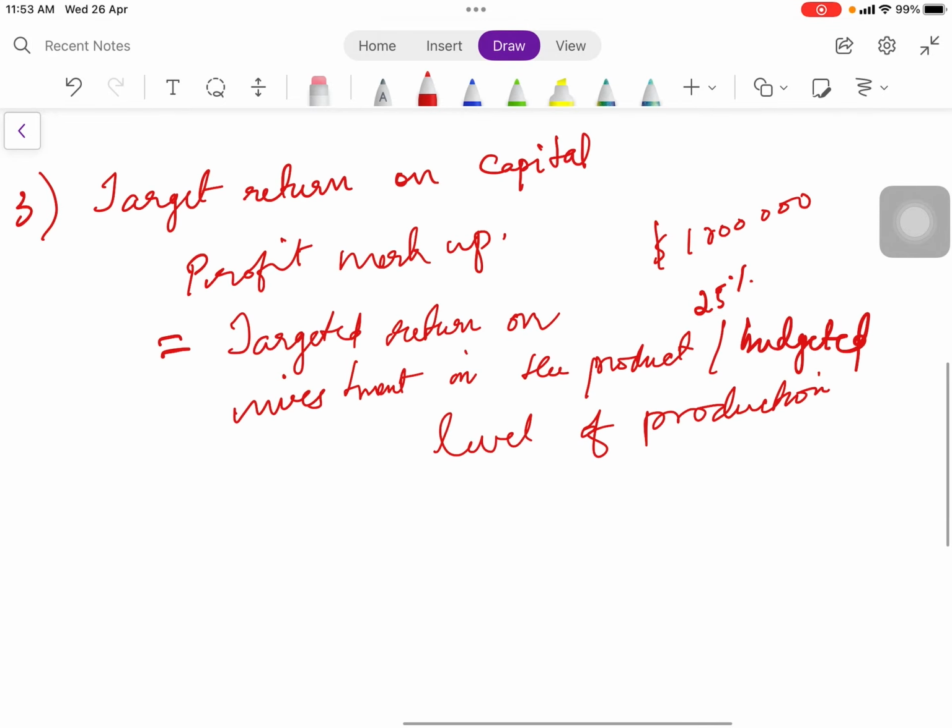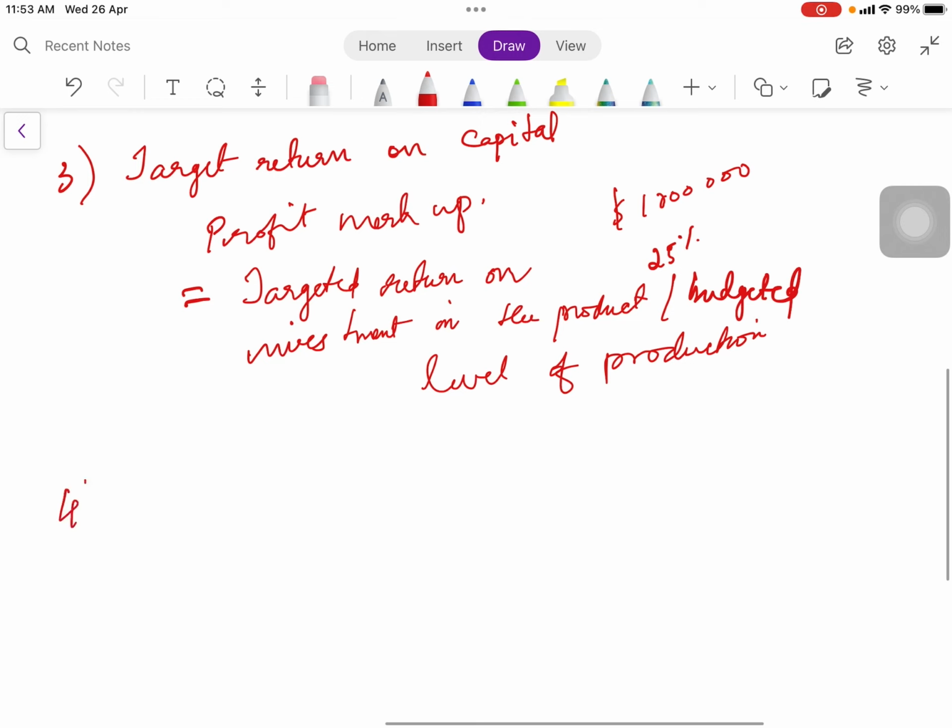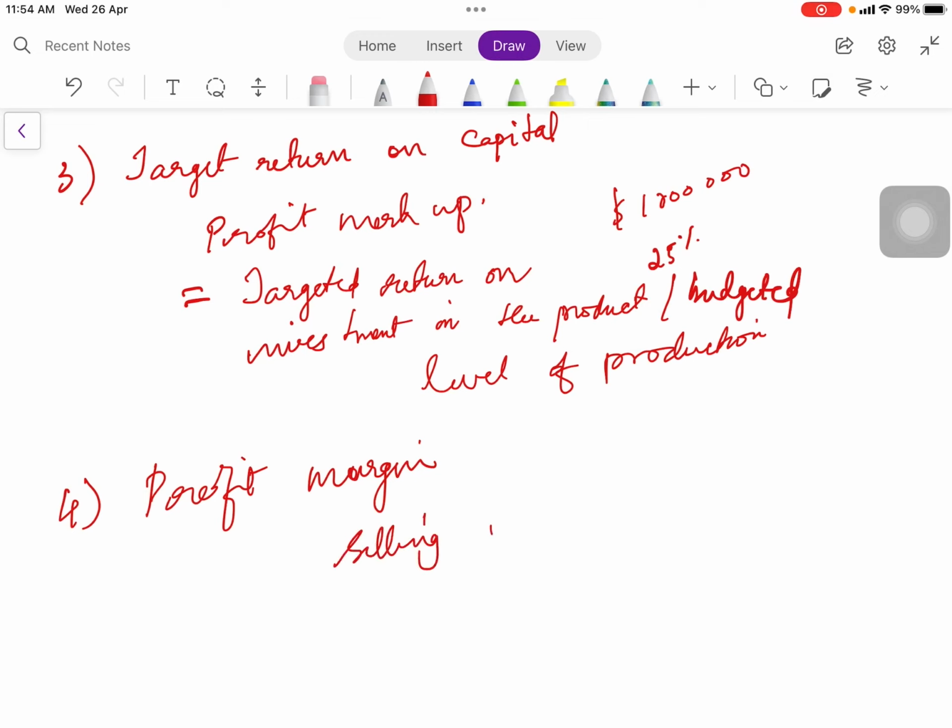The next one is the profit margin. Sometimes the examiner may give you a selling price or give you something excluding the profit margin as an alternative calculation. So you must find the selling price or anything that is required by using profit margin. Here the selling price is equal to total cost divided by 1 minus the required margin.